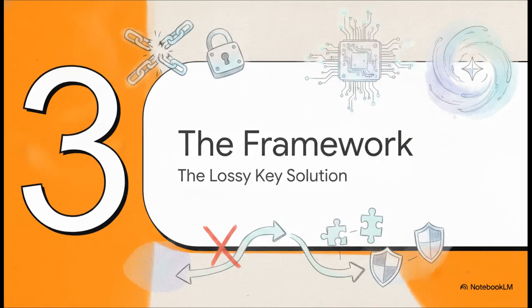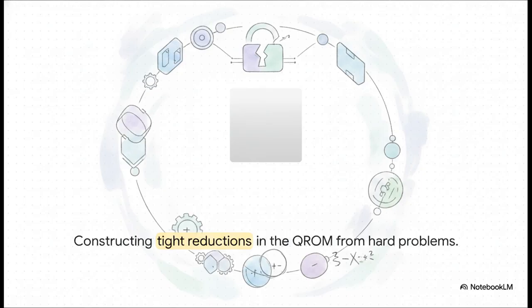Section 3. The Framework. The Lossy Key Solution. So if we literally can't rewind anymore, how on earth do we prove these systems are safe? Well, enter this breakthrough paper. The authors set out to create a generic, completely modular framework for constructing what are called tight reductions in the QROM.